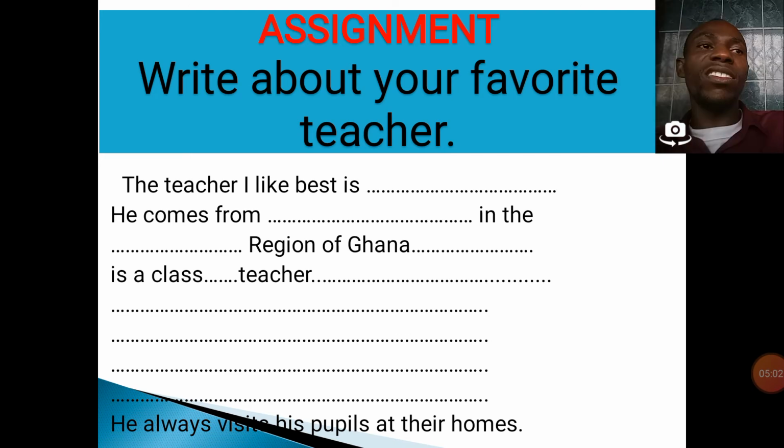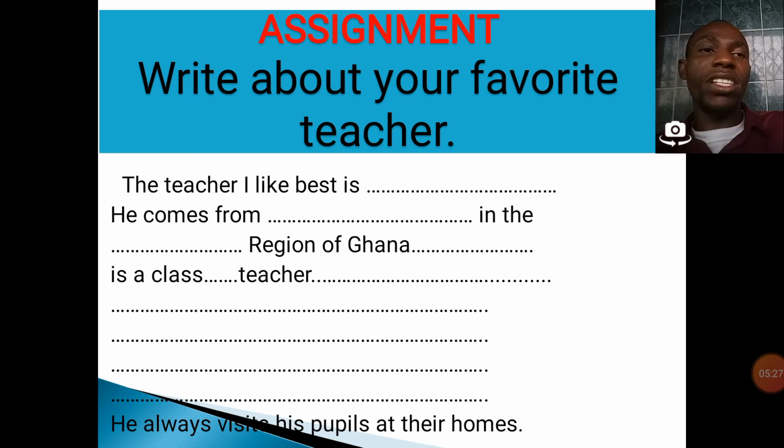Again, you are not supposed to use the information given by that person who described his or her teacher. Use your own details. Some details, like the name of your teacher and the rest, are supposed to be that of your teacher and not that person's own. Let's go through this.